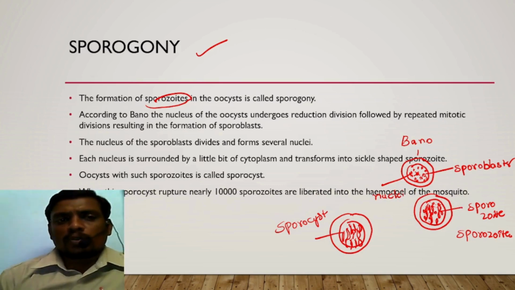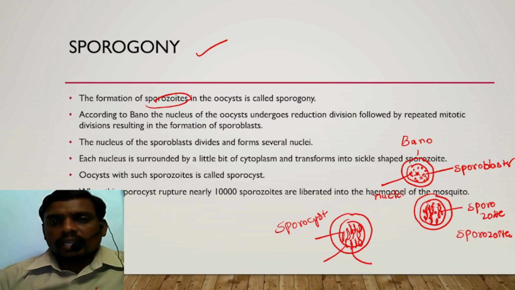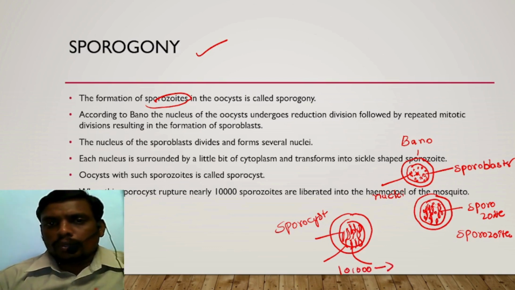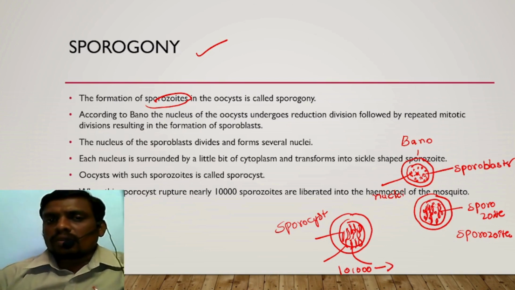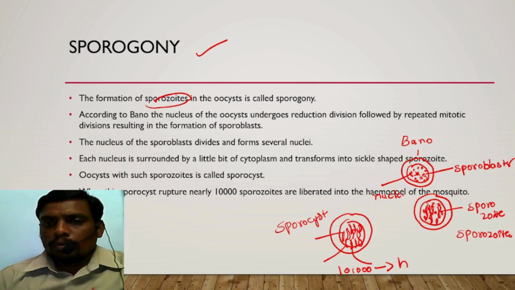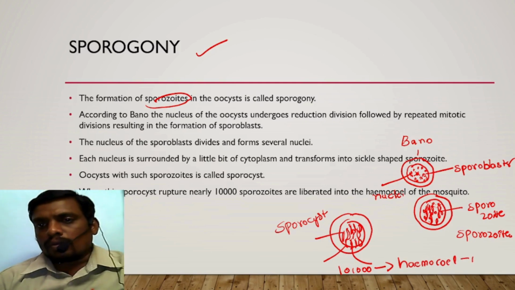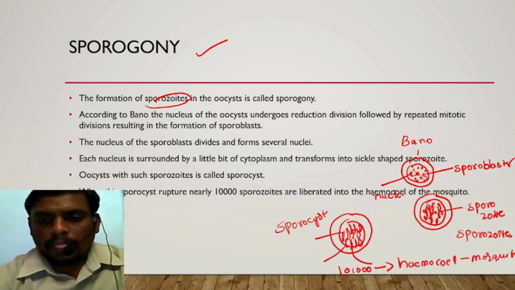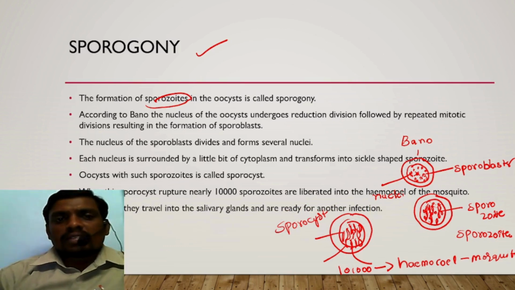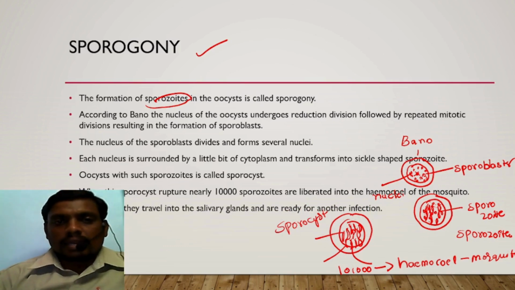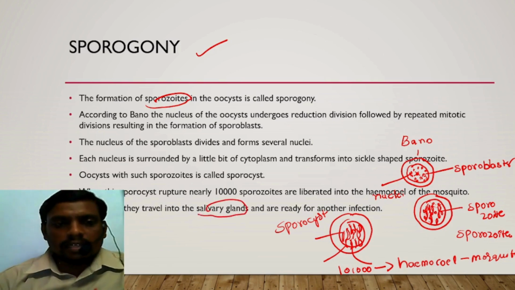After formation of sporocyst, it ruptures. It releases nearly 10,000 sporozoites into the hemocoel of the mosquito. Finally, from there they travel into the salivary glands. They settle in the salivary glands, and now they are ready for another infection.